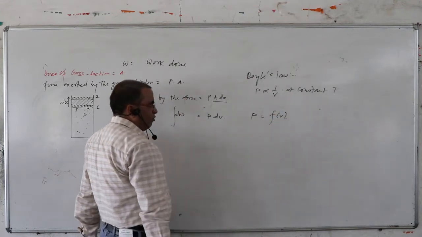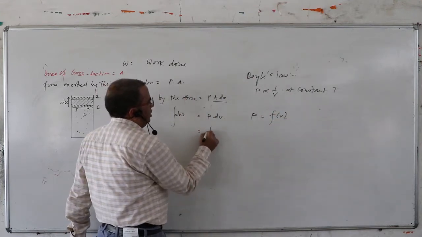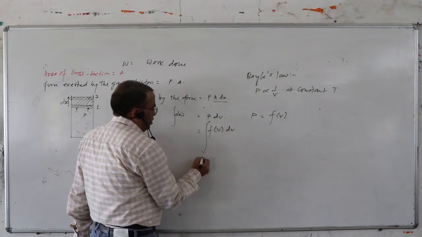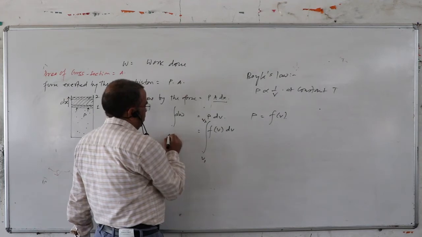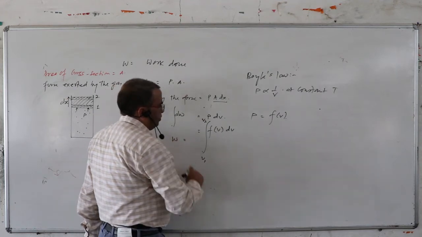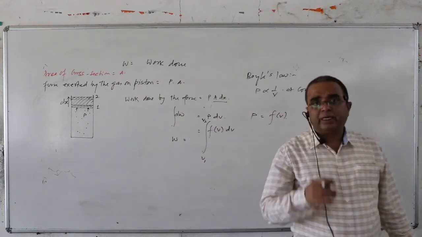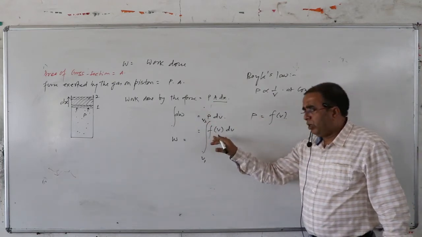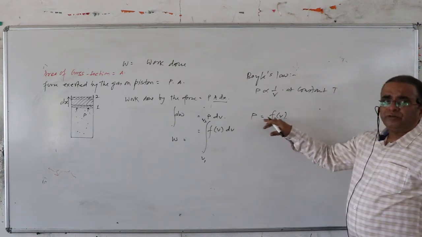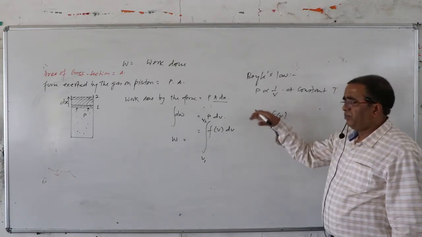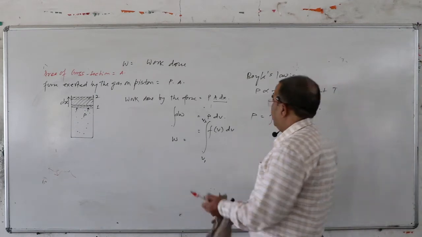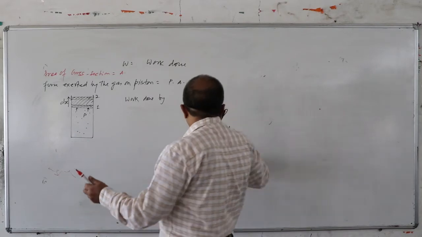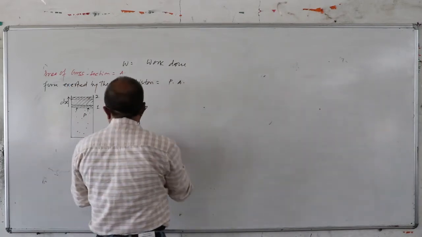If P is a function of V, any kind of function, then we can write W equals the integral of f(V) dV in the range V1 to V2. So the work done by the gas is given like this: integral of f(V) dV from V1 to V2, where f(V) is P, the pressure expressed as a function of volume. This is how we calculate the work done by the gas. Now see something else.